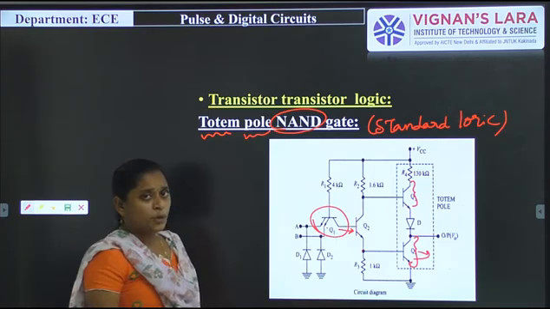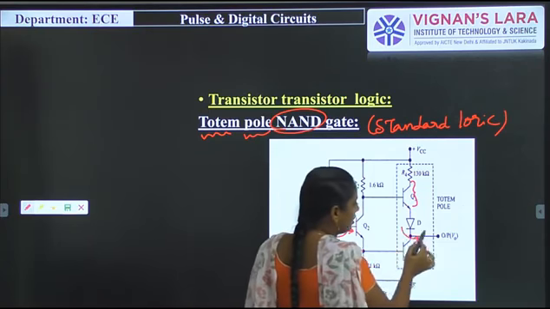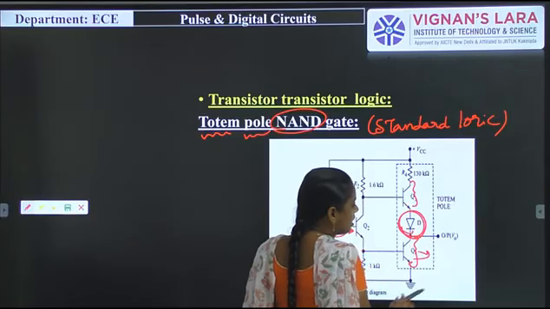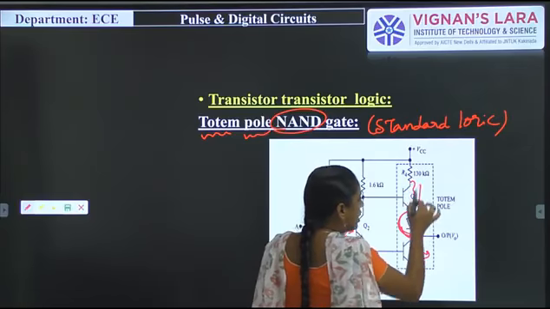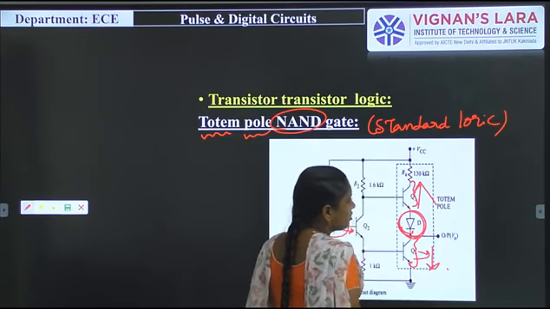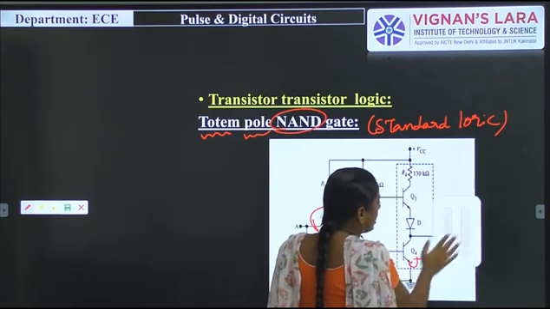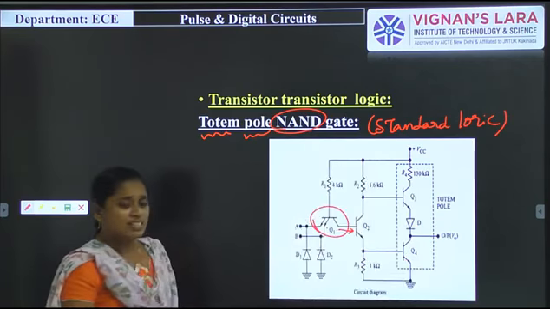This totem pole connection is separated by a diode. This diode is used for splitting Q3 and Q4. So obviously one of the transistors is in the on condition and the other goes to the off condition. That's why this particular condition is known as the totem pole connection. Let us discuss the operation of this totem pole connection.